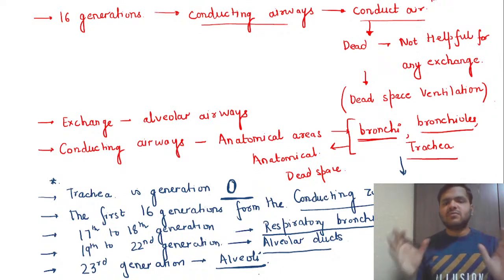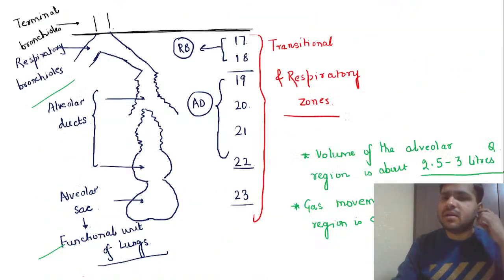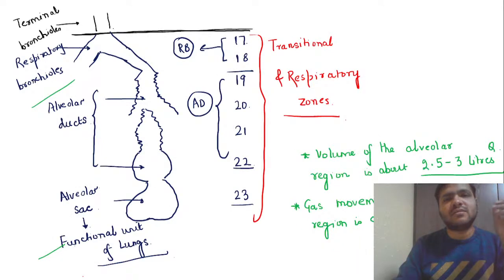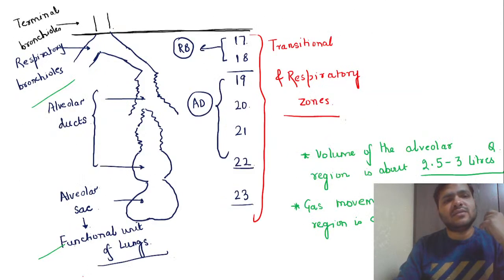Very good. So this is how we have started with the functional anatomy of lungs. We have already discussed the dead zone and the respiratory zone. The dead zone, that is the conducting zone, in which the air is of no use, whereas the respiratory part is for exchange.